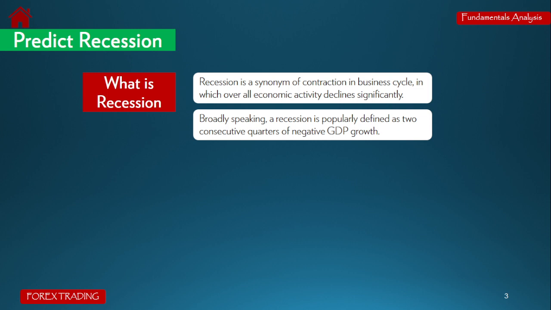Recession is a synonym of contraction in the business cycle in which overall economic activity declines significantly. And broadly speaking, a recession is popularly defined as two consecutive quarters of negative GDP growth. So when we have two consecutive negative GDP growth quarters, we determine that this is a period of recession.